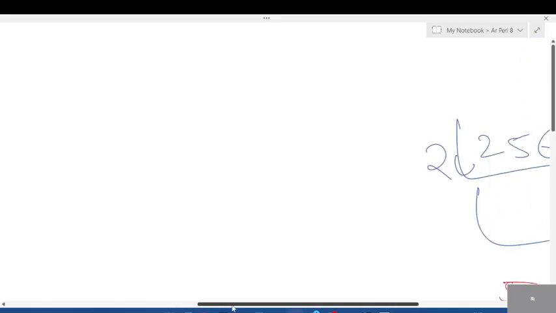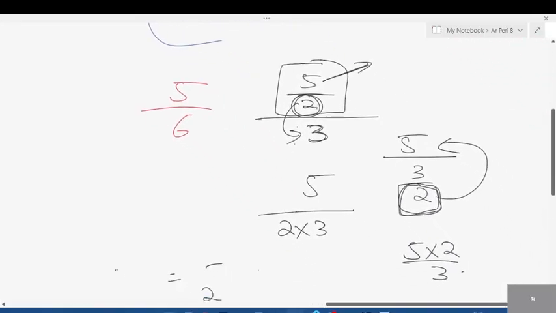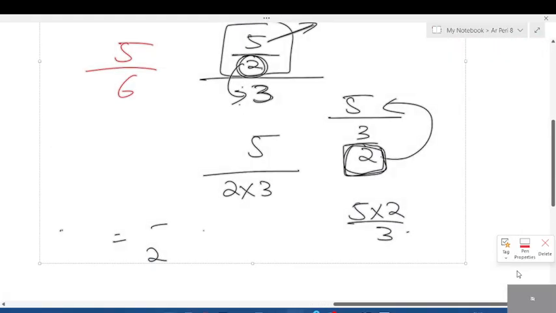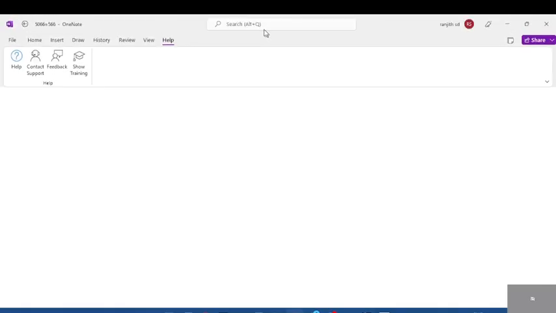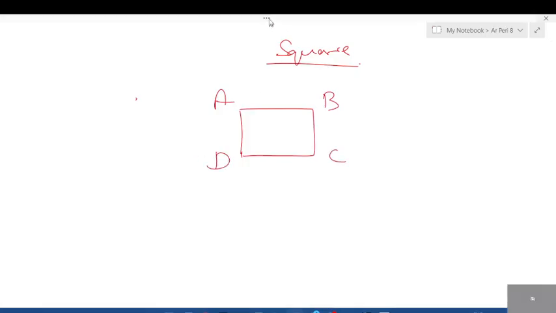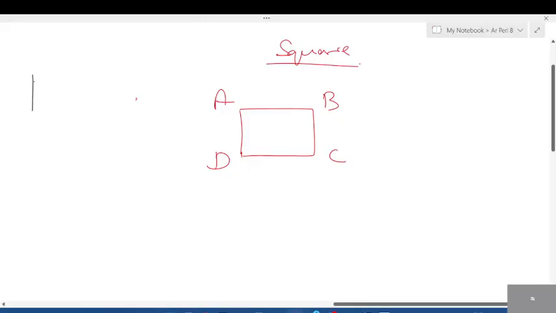Now I'll give you all the formulas for square. What is the property of a square, students? I told for rectangle, how many sides are equal for rectangle? Opposite sides are equal. But what about square? Yes, all sides are equal. A square is nothing but a four-sided figure ABCD.